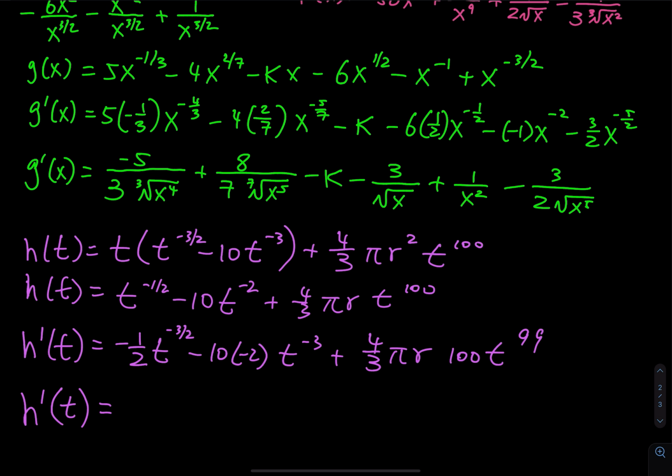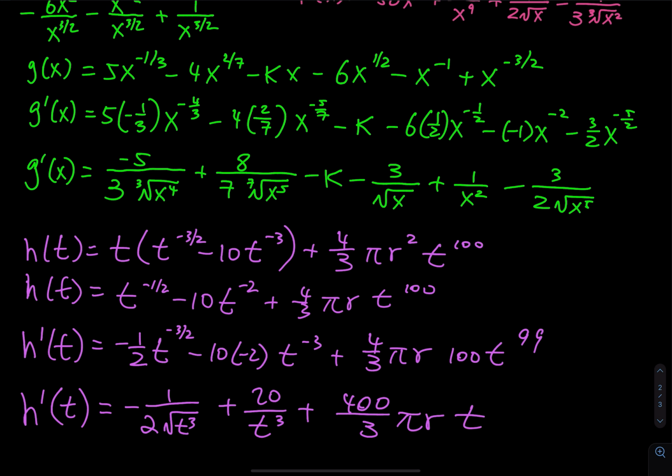Okay, let's continue. We have negative 1 over 2, so this is a square root of t to the 3rd. Okay, and then plus 20 over t to the 3rd, and then plus 4 times 100, right? So that will be 400 divided by 3 pi r t to the 99th power.